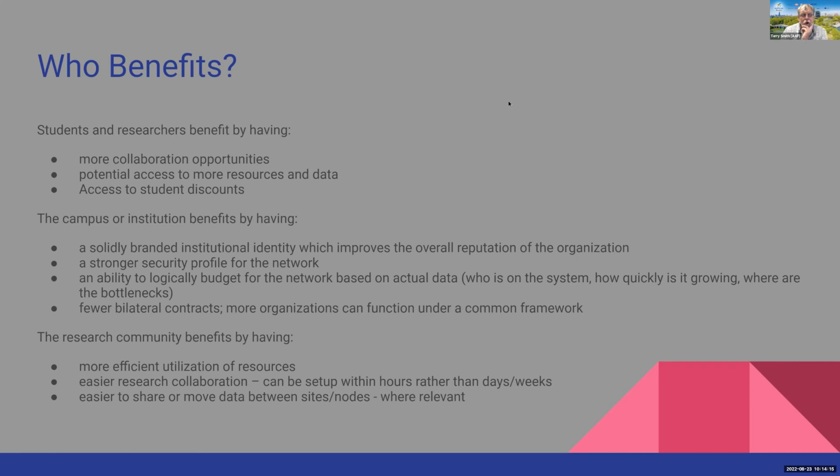The research communities benefit by more efficient utilisation of resources, so they're not wasting time creating accounts for their research communities or managing access control, that sort of stuff. There's easier research collaboration, can be set up within hours rather than days or weeks, so the processes of creating accounts is effectively reduced. And it's easier to share and move data between sites and nodes where relevant. So using things like Cloud Store or other data sharing tools that are part of the federation makes that ability to move your data about and share it much easier.